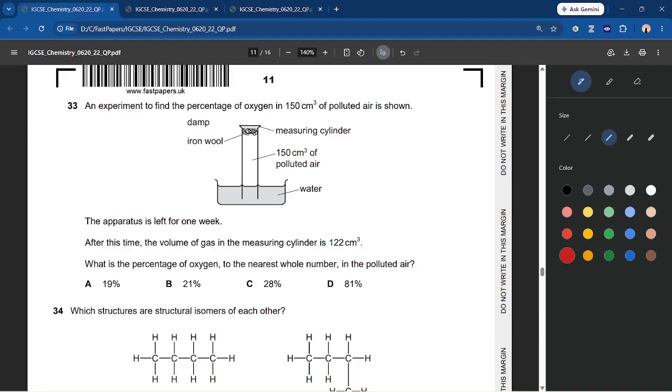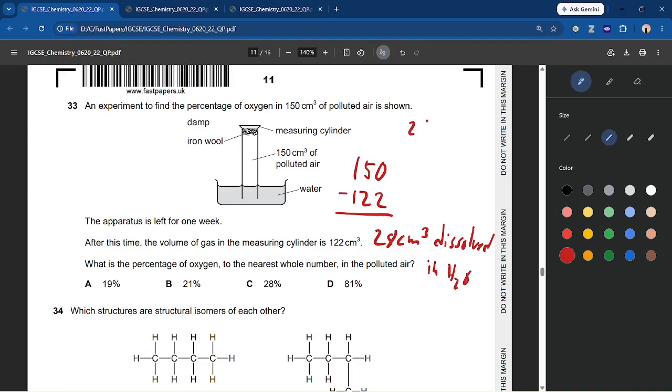33. An experiment to find the percentage of oxygen in 150 cm3 of polluted air is shown. The apparatus is left for 1 week. After this time, the volume of gas in the measuring cylinder is 122 cm3. What is the percentage of oxygen to the nearest whole number in the polluted air? So out of the 150 cm3, how much of that dissolved in the water? 150 minus 122 means 28 cm3 dissolved in H2O.